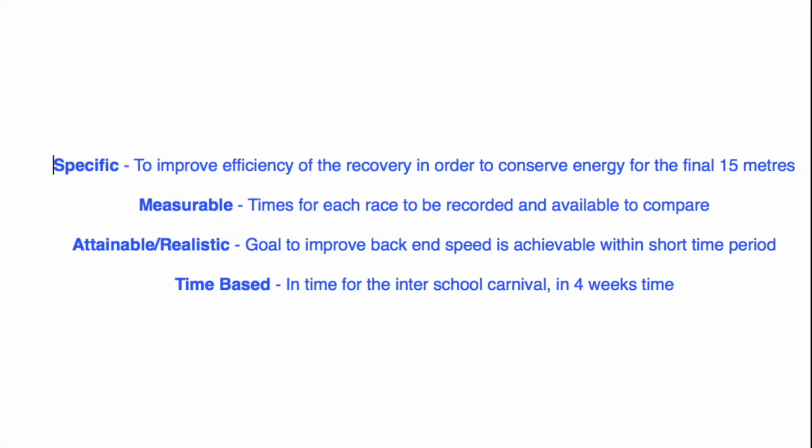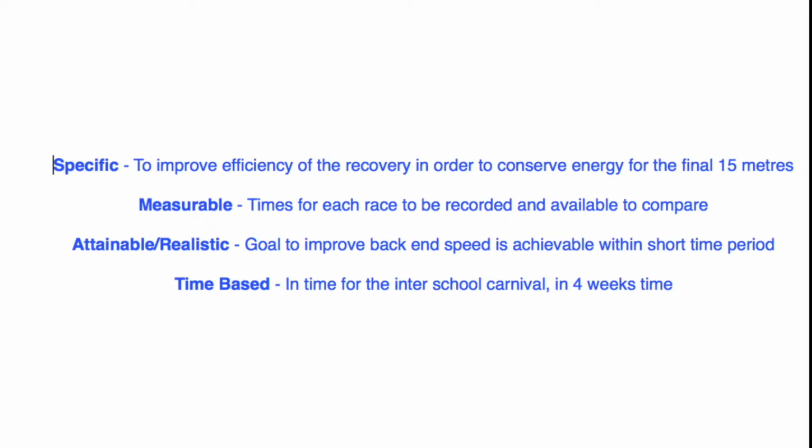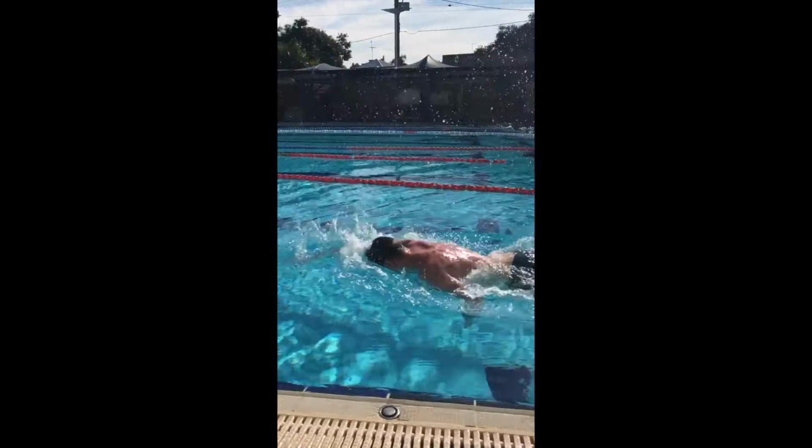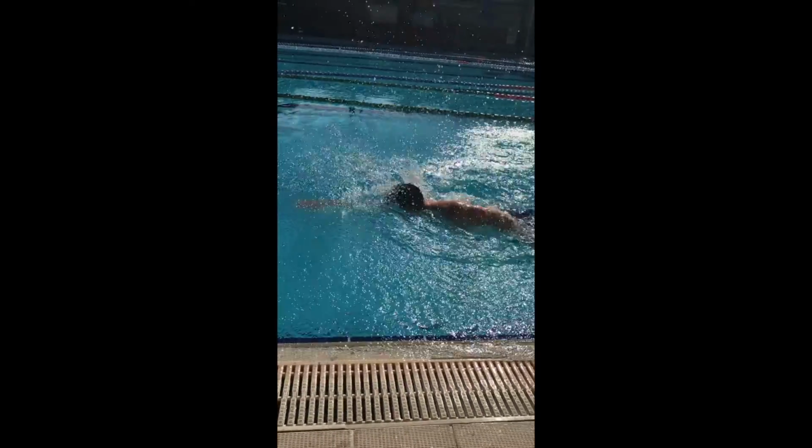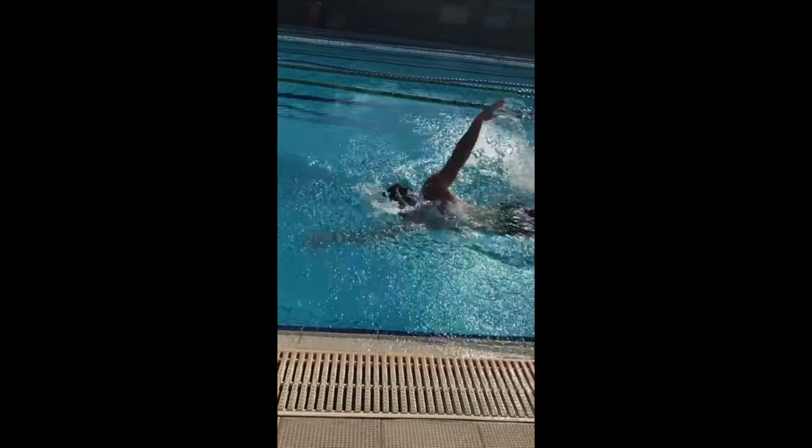This can be measured in time. The race he swam to make the team is recorded, so comparing the times from one week to another is entirely possible. Within the 4-week time period, improving on his back-end speed is most certainly achievable and realistic, whilst also including a time for which he expects to achieve this goal. With a significant drawback to their current technique, the exampled individual would benefit greatly from some outside assistance.